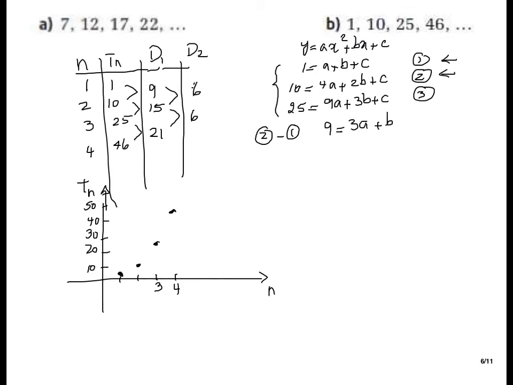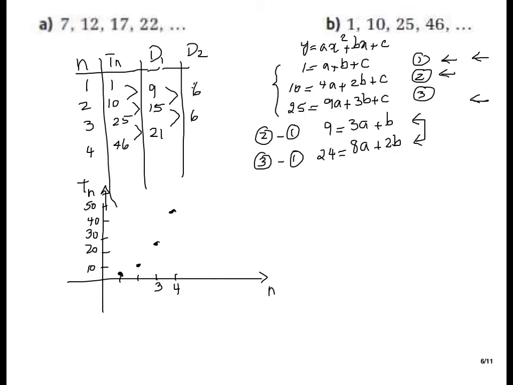The next one I'm going to do is subtract equation number 1 from equation number 3. So now I'm going to consider this equation and this equation. Equation number 3 minus equation number 1 gives me 25 minus 1, which is 24. 9a minus a gives me 8a. And 3b minus b gives me 2b. And c minus c gives me 0. So now I have two equations in two unknowns, which is easy to solve.